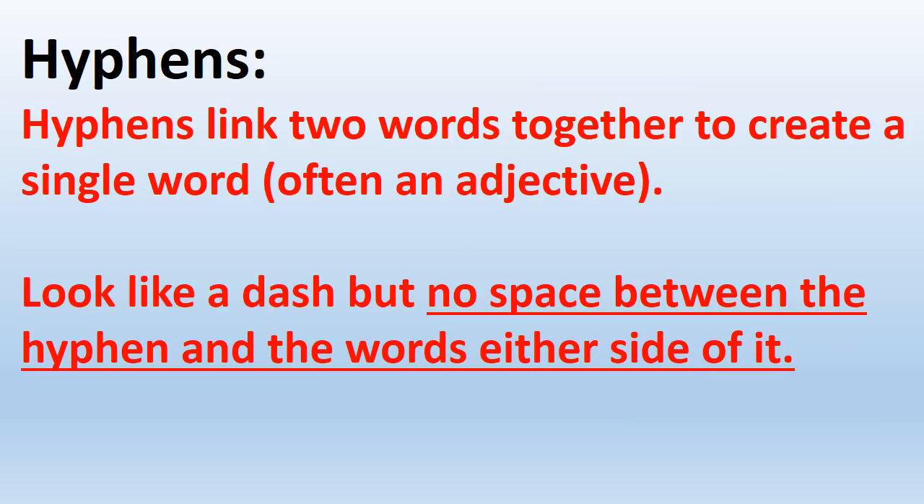Now, hyphens, they look very similar, but they do a different job. Rather than linking clauses together, hyphens actually link two words together to create a new single word. Normally they are adjectives. They take two adjectives and put them together to create a new single adjective. They look like a dash, the straight line going across horizontally, but there's no space between the hyphen and the words either side of it. Like the dash, we could have a space between the words, but with the hyphen they join together to make one single word with that hyphen in the middle.